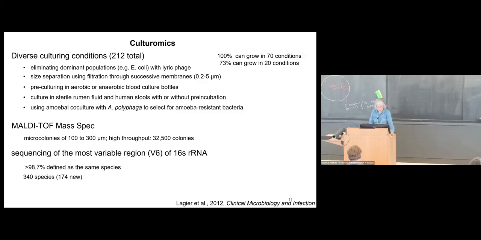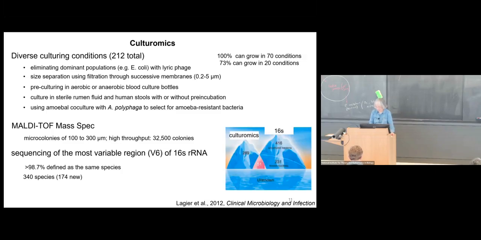And at the same time, they can do sequencing based on 16S RNA to identify the type of species. They define the same species if they share at least 98.7% identity. They identified 340 species, out of which about half are new. So it's quite remarkable. What's surprising is that if you look at the intersect for culturomics and 16S, the overlap is actually quite small. So that tells us there are still huge unknowns there.